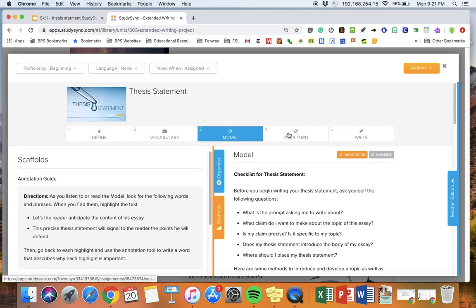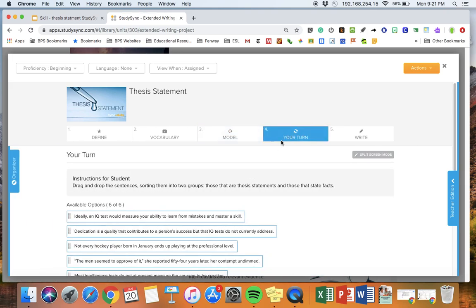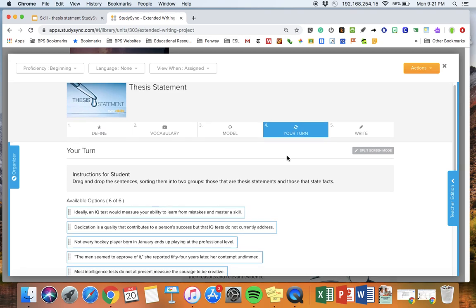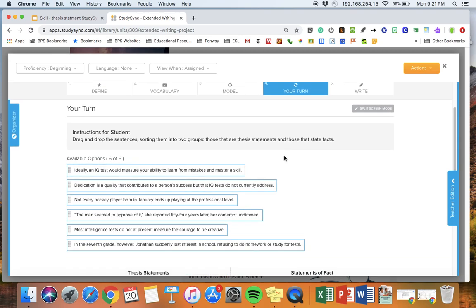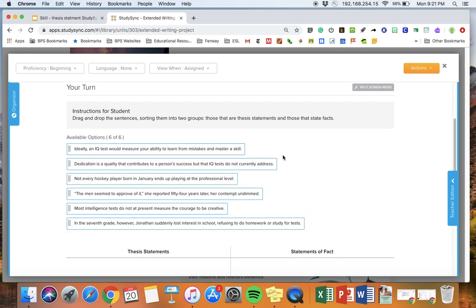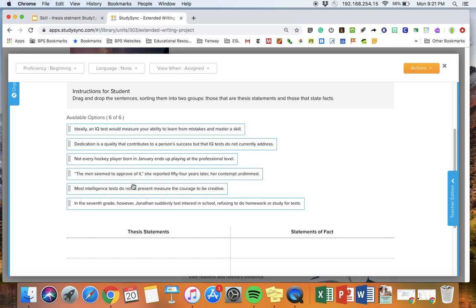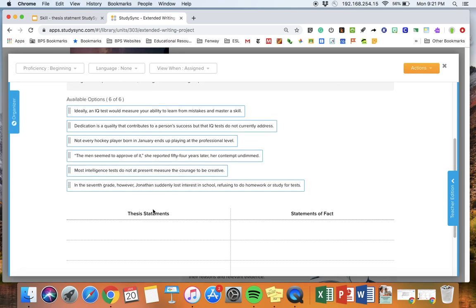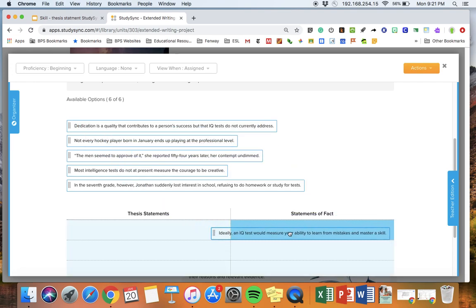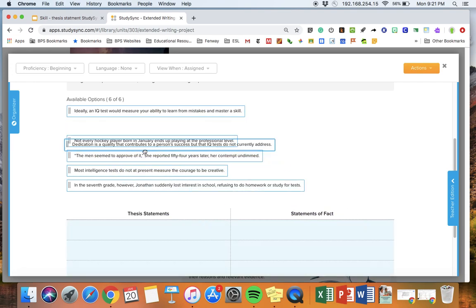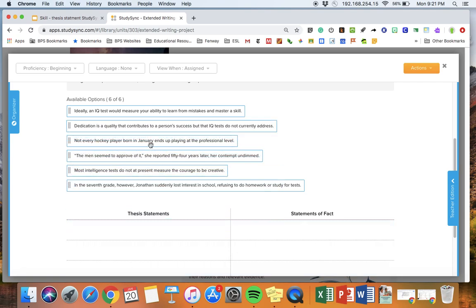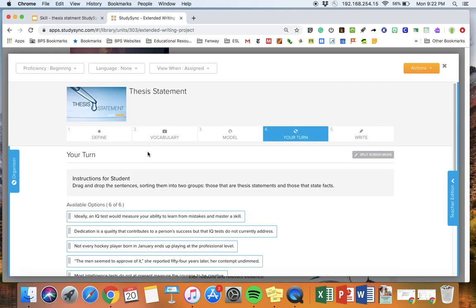For the rest of your assignment, I would like for you to complete the Your Turn activity and the Write activity. The Your Turn activity is a chance for you to practice a little bit more with identifying good thesis statements. So it's going to ask you to sort these 6 statements into thesis statements, which are arguable, or statements of fact, which are, you really can't argue a fact. So you're going to just take these and you're going to drop them where you think they are. This is going to help you to make sure that when you write your thesis statement, you're not just simply stating a fact, but you're making an argument that you can actually support with evidence later.